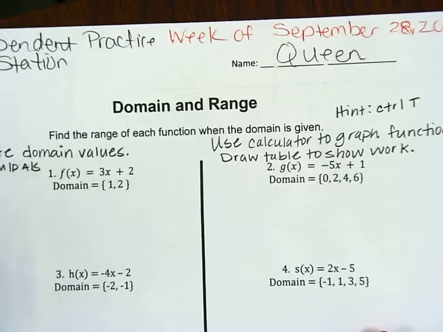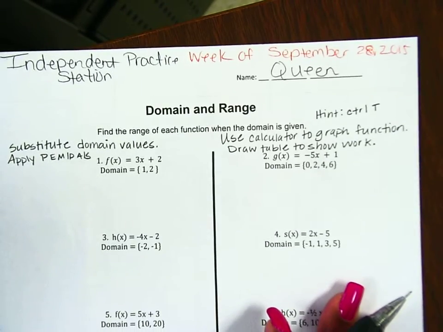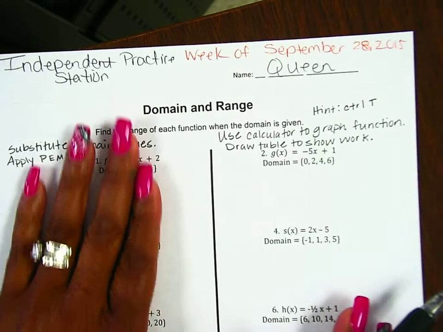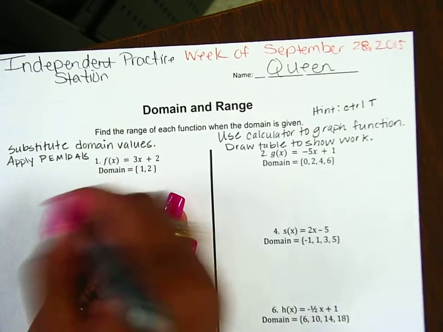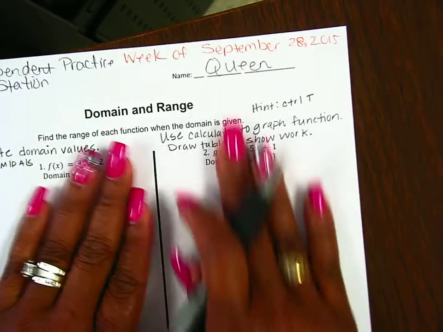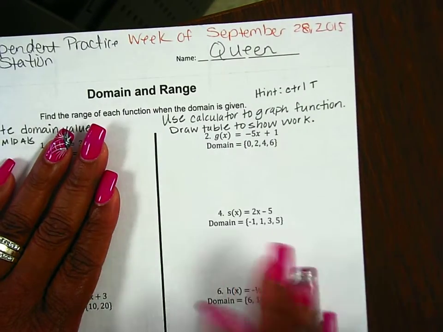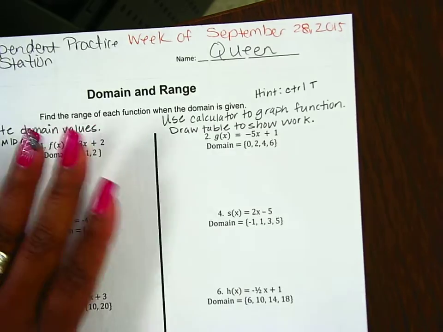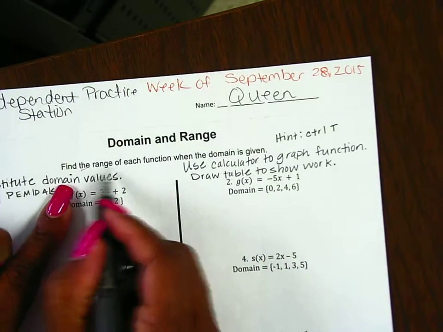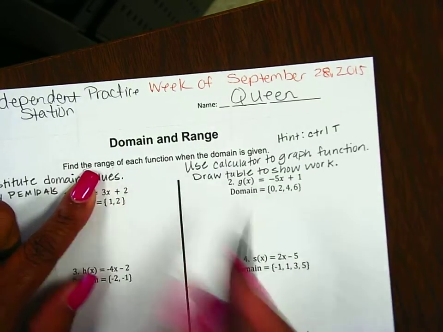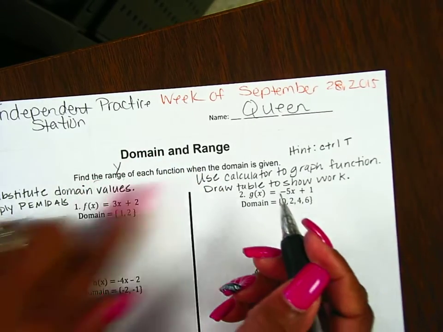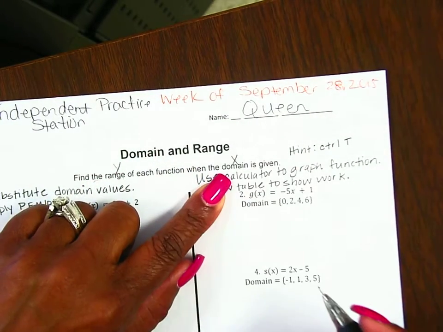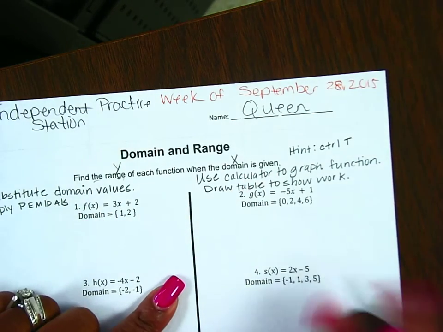Here, on the left hand side, you're going to do this by hand, and you're going to show your steps. However, on the right hand side, you're just going to enter it in the calculator and draw the table. This side is to find the range. That means we're looking for the Y value. So I'm going to go ahead and write Y. So find Y when given the X. The domain is given, okay?